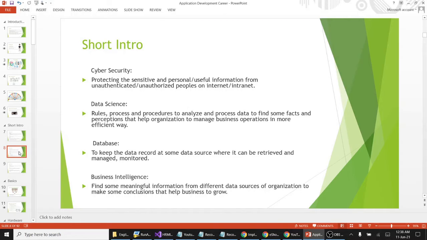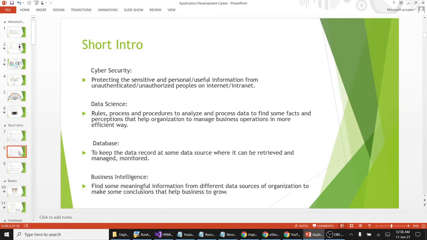And the next field is data science. Data science is an interdisciplinary field, where we have rules, processes, and procedures to analyze data to find facts and insights that help organizations manage their business operations in a more efficient way, like predicting business facts and values from the current data.